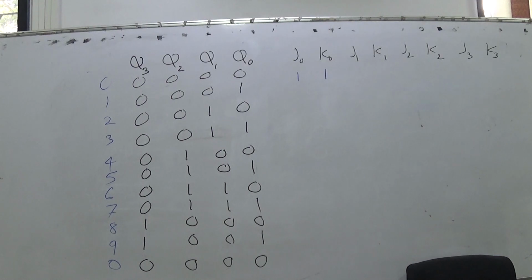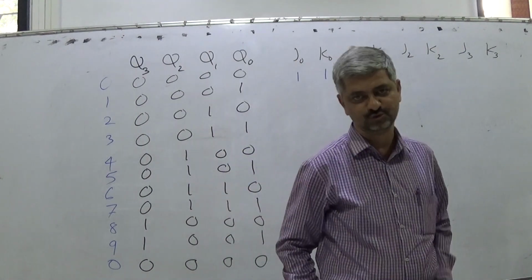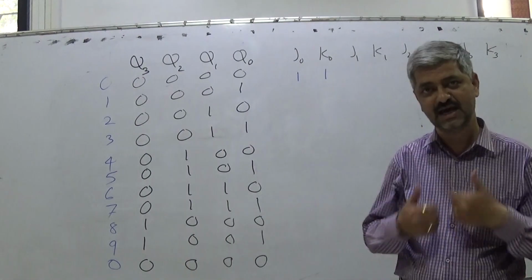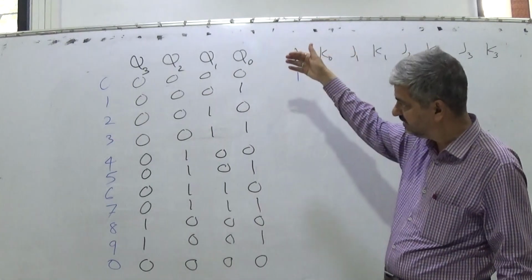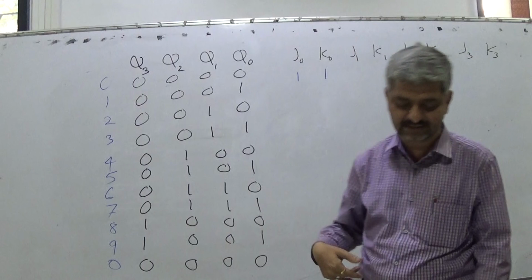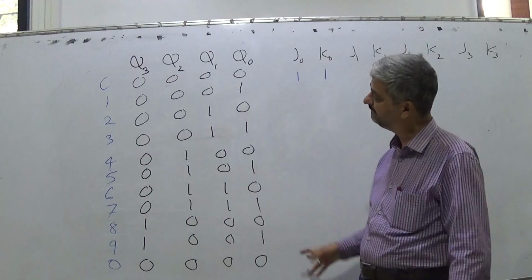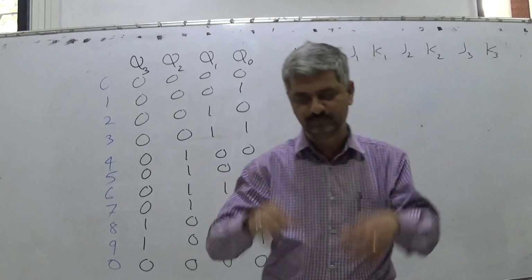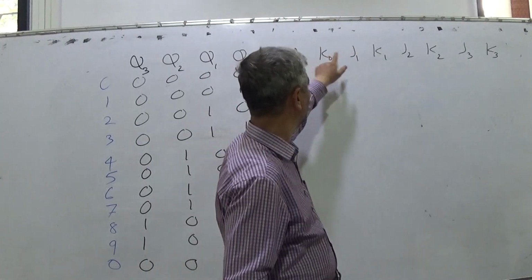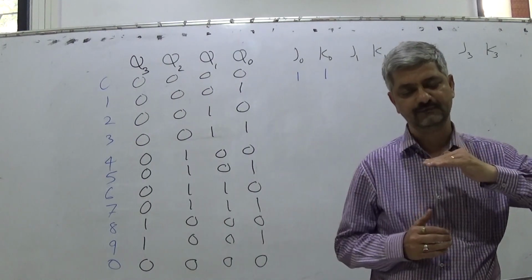Welcome to the next session on design of counters. I think that after the last few sessions, students must have been well exposed to the concept of how we design a counter. What we want is a decade counter. It has 10 valid states from 0000 to 1001, and it has 4 flip-flops: flip-flop 0, flip-flop 1, flip-flop 2, flip-flop 3.